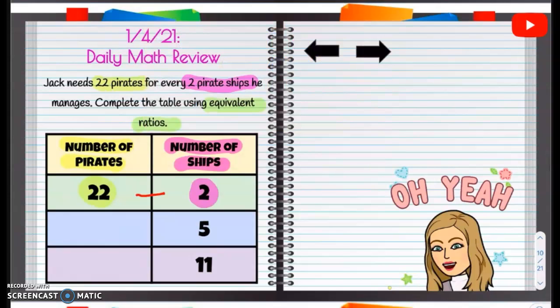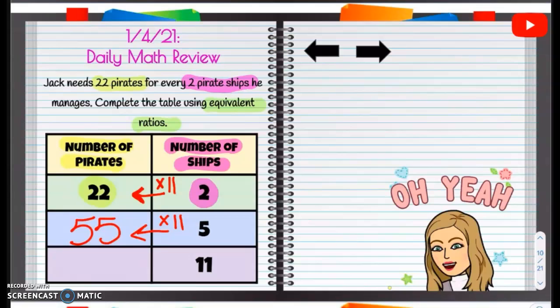All right, so what we're going to do here is, first of all, how do we get from 2 to 22? Well, we multiply by what? Well, 2 times what equals 22? I know 2 times 11 equals 22. So we're going to do that same thing. What is 5 times 11? Well, I know that's 55. So I'm going to type 55 there.